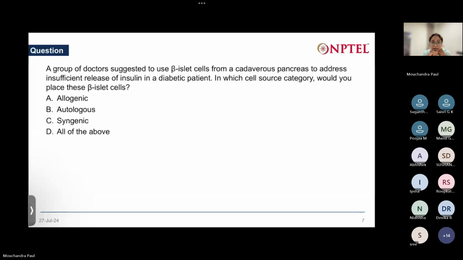Allogenic. Allogenic, right? So I think it's pretty obvious. But since we are very large in number, I would still like you to understand why you said it's allogenic, for the sake of everyone's understanding.